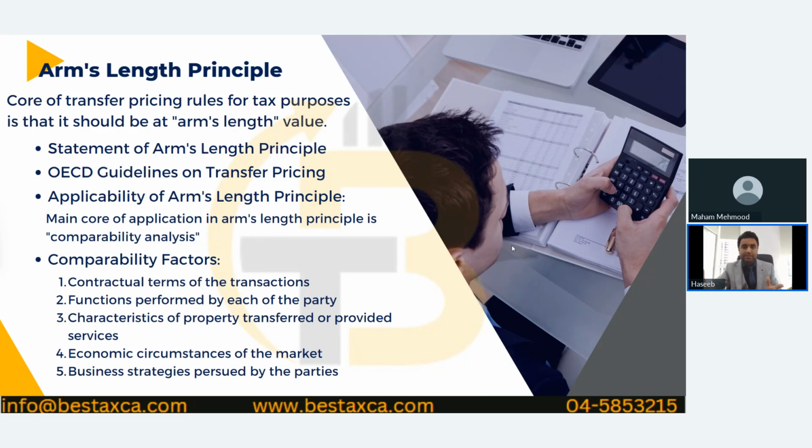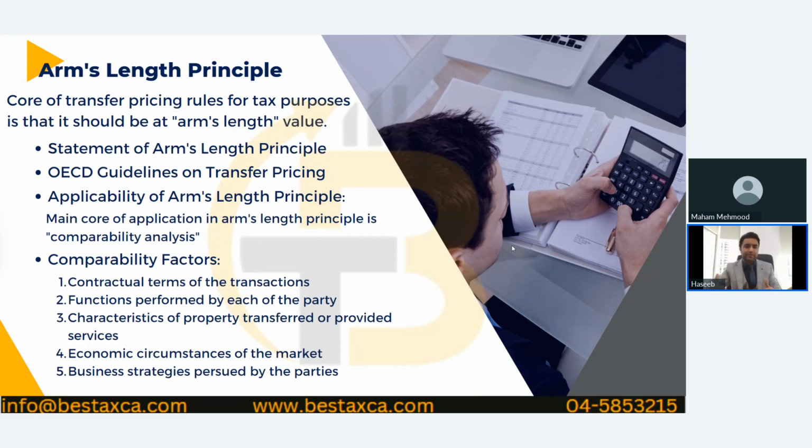The core application in the arm's length principle is comparability analysis. Comparability analysis, as I have explained in simple words, means that the transaction should be comparable. For example, if I am dealing with any of my related parties, the transaction should be comparable with any independent entity as well.